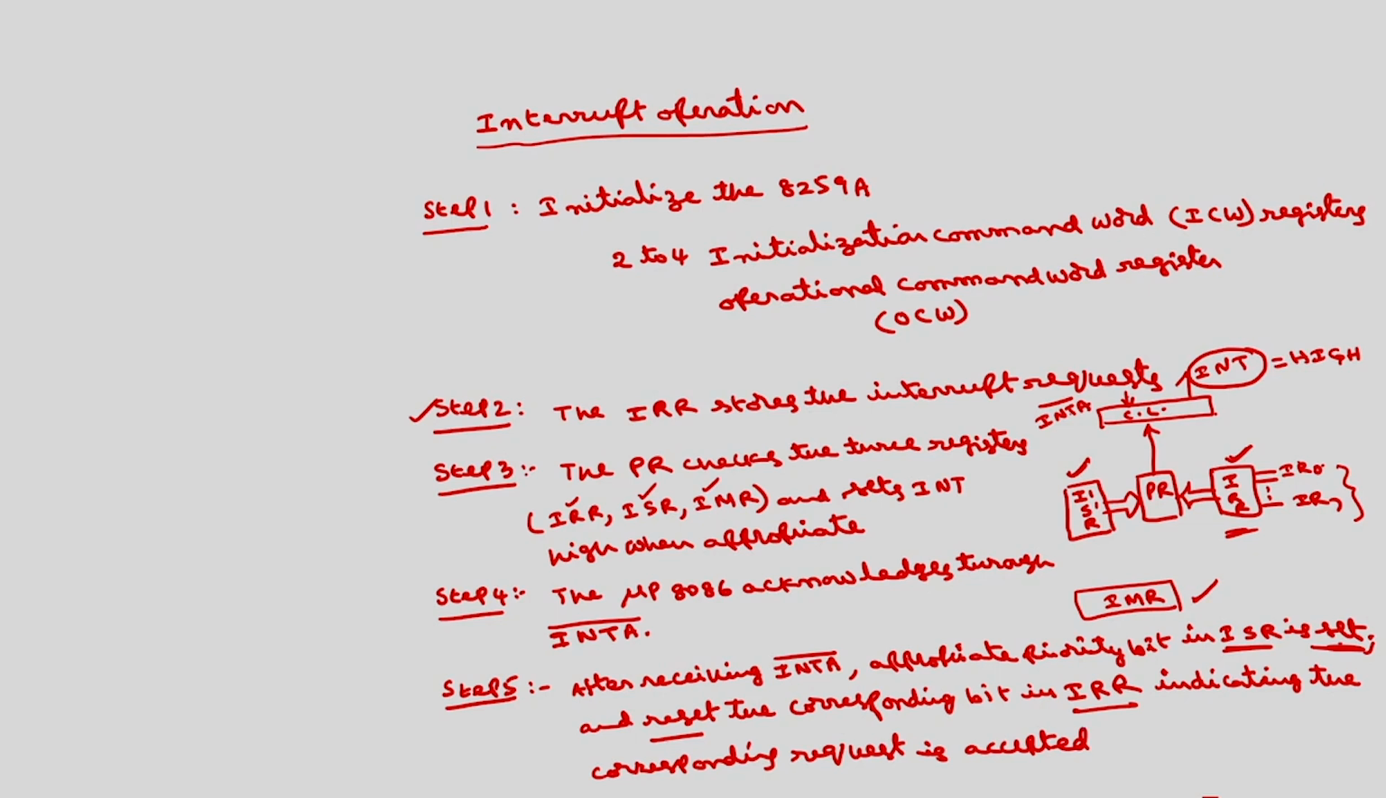Then after that, the 8259A places the opcode corresponding to the call instruction, because the next step is step 6. As I have told, this interrupt operation is exactly similar to the call instruction. Corresponding to each instruction we have some opcode, operation code. So the 8259A places the opcode corresponding to the call instruction on the data bus.